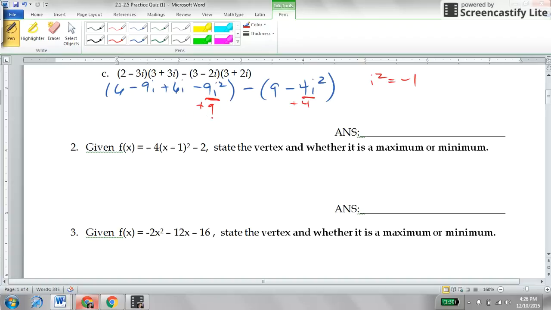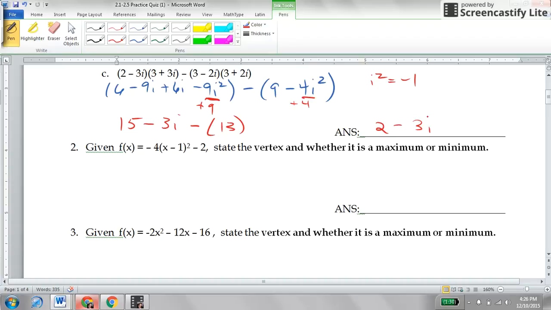So this really is going to be plus 9, and this is really going to be plus 4. So 9 plus 6 is 15 minus 3I minus 9 plus 4 is 13. So we have 15 minus 13 is 2 minus 3I.